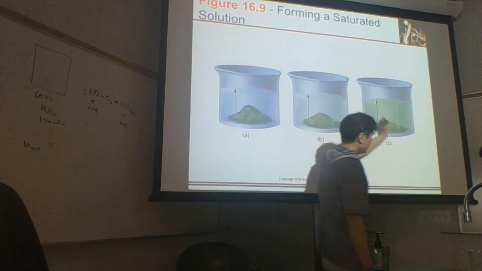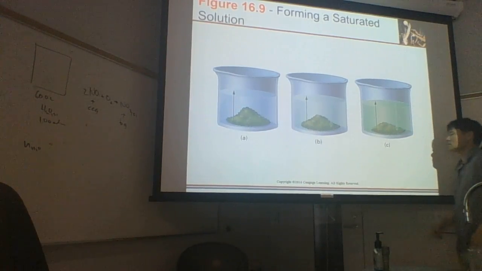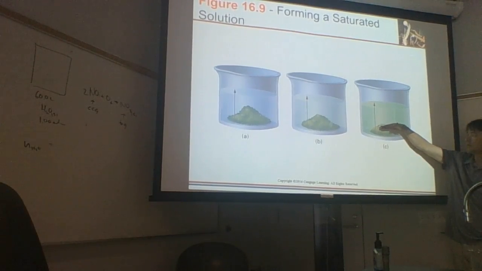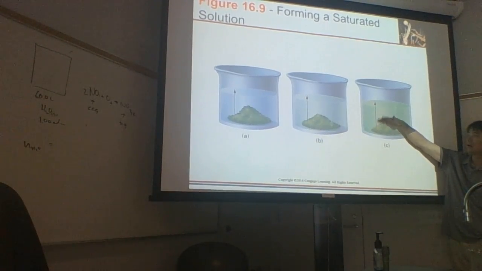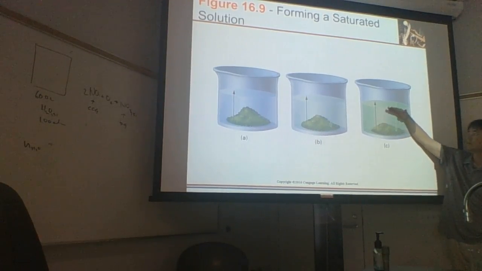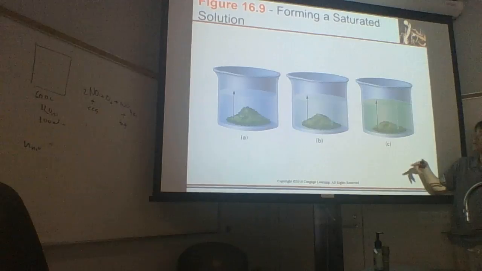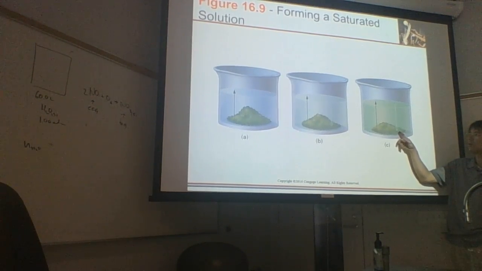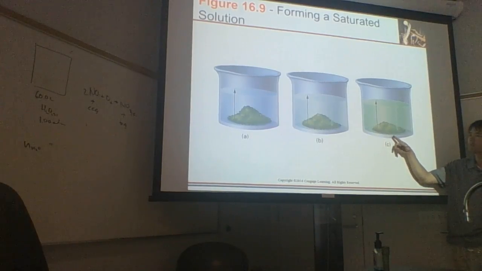Eventually we'll get to a point where it reaches a certain concentration where the collisions with the surface here equal the dissolution off the surface. In other words, where dissolving equals crystallization, and then we reach a state of equilibrium. There's no net change, but there's always change. These crystals are always dissolving and new ones forming.